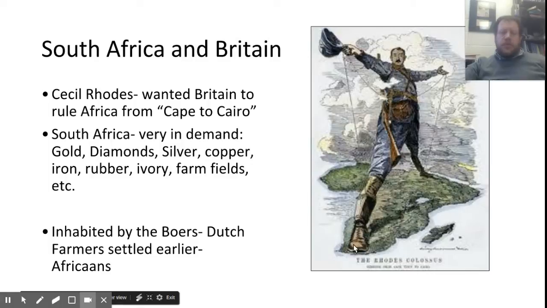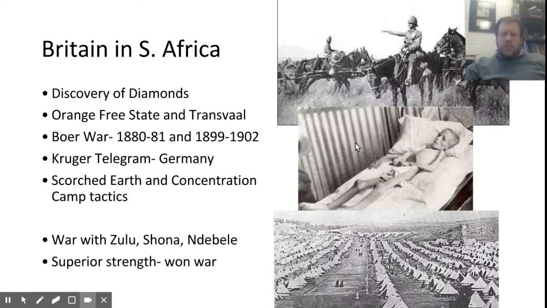South Africa, like Belgium, was also very much in demand. They had all of the great minerals that everybody needed: gold and silver and diamonds and copper, all kinds of farms and rubber, all these different things. Now, besides the local African populations that were already there, it also was ruled by Boers. Boers were Dutch farmers who had settled in Africa very early, in the 1400s, 1500s, 1600s. And they spoke a language called Afrikaans. It was a kind of version of Dutch, if you will.